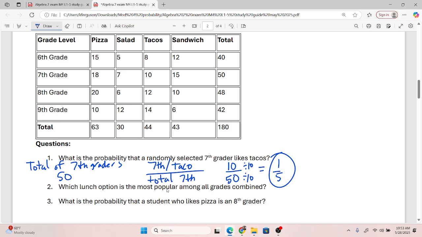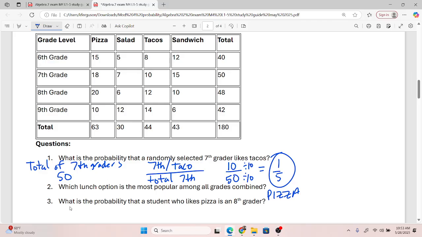Which lunch option is the most popular among all the grades combined? Pizza. Because when I look at the total of what food is whose favorite, I got 63 people that like pizza. So pizza is the one that's the highest. That's higher than all the other ones.